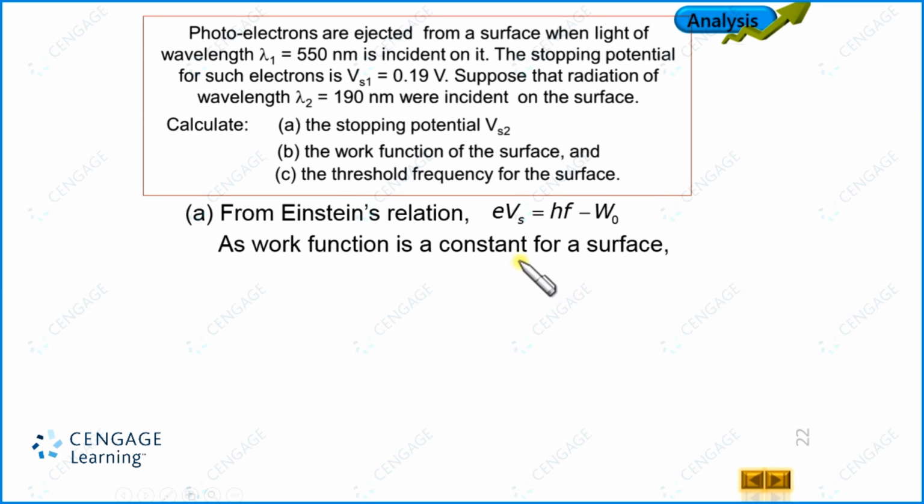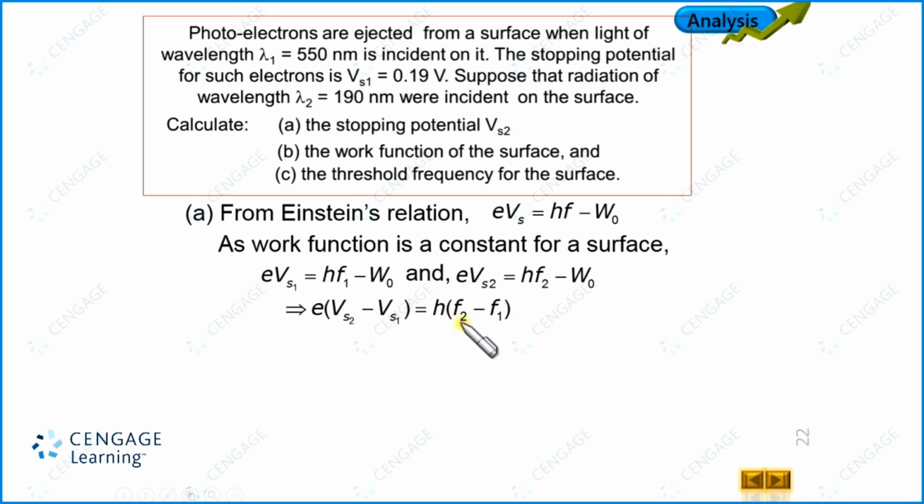For the first case we can write eVs1 equal to hf1 minus W naught, and for the second case we can write eVs2 equal to hf2 minus W naught. W naught will be the same because we are taking the metal to be the same. Now we can subtract equation number 1 from equation number 2. So this will be equal to e times the common Vs2 minus Vs1, and here h will be common times f2 minus f1, and W naught will cancel out. Now we can write the stopping voltage Vs2. We can divide by e. So this equation will be like this.